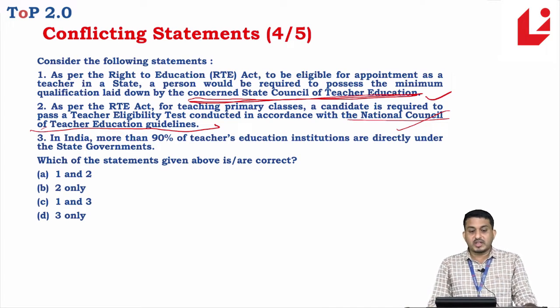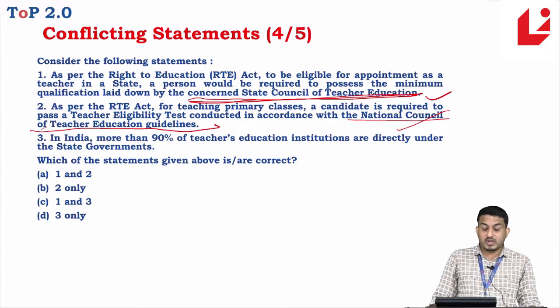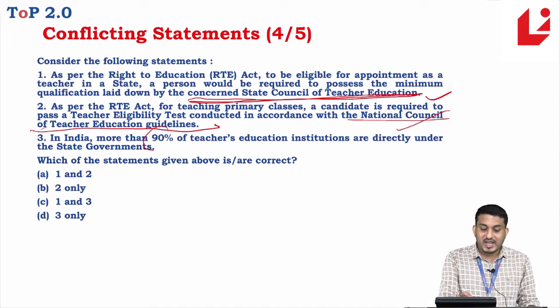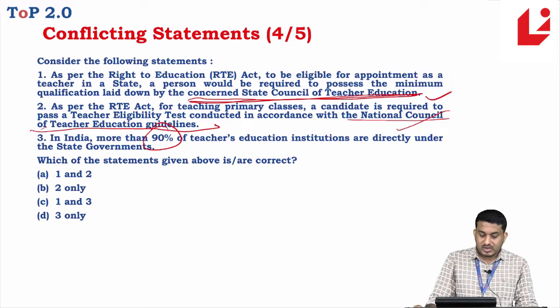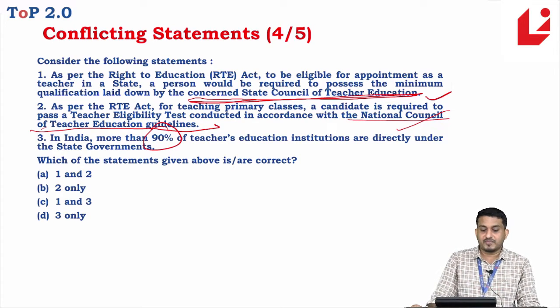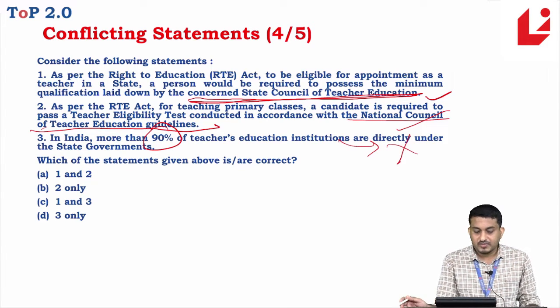Okay. Now you read statement 3. In India, more than 90% of teachers' education institutions are directly under the state government. 90%. 90% is too high a number, right? So this statement is wrong. Now if this statement is wrong, you can eliminate D and C.